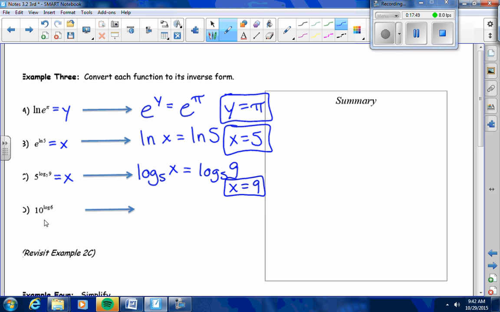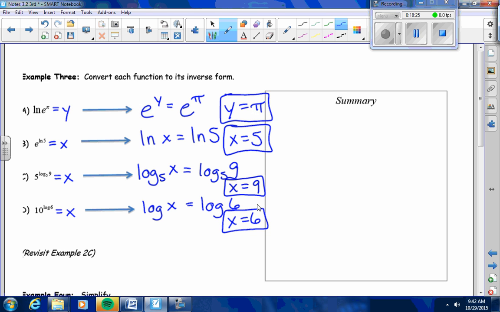Let's try part D. 10 raised to the log of 6 power. It's exponential, so that's set equal to x. Change it to the common log. So it's log base 10 of x equals the exponent. What's the exponent? Log base 10 of 6. So what does x have to equal? X has to equal 6.